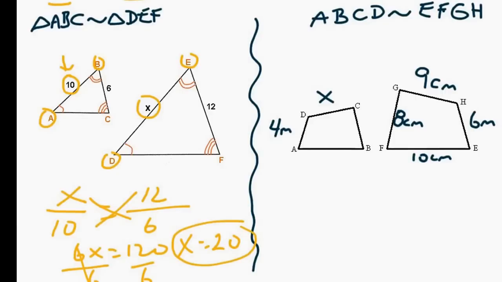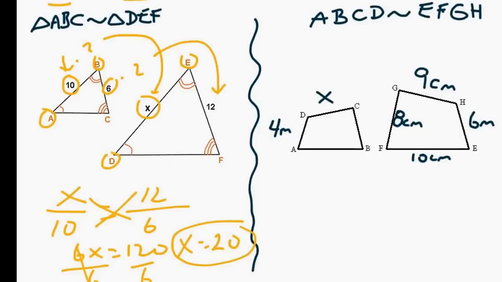I also like to look at my answers here and see if it makes sense. I mean, does 20 make sense? Well, yeah, it does, because look, 6 times 2 equals 12, and 10 times 2 equals 20. If I would have got a small answer here like 5, that wouldn't have made sense. How could it be a smaller number on that bigger triangle? And then notice up here in my similarity statement, I said earlier, for triangles we use this little triangle symbol. For anything bigger than that, don't worry about a symbol.